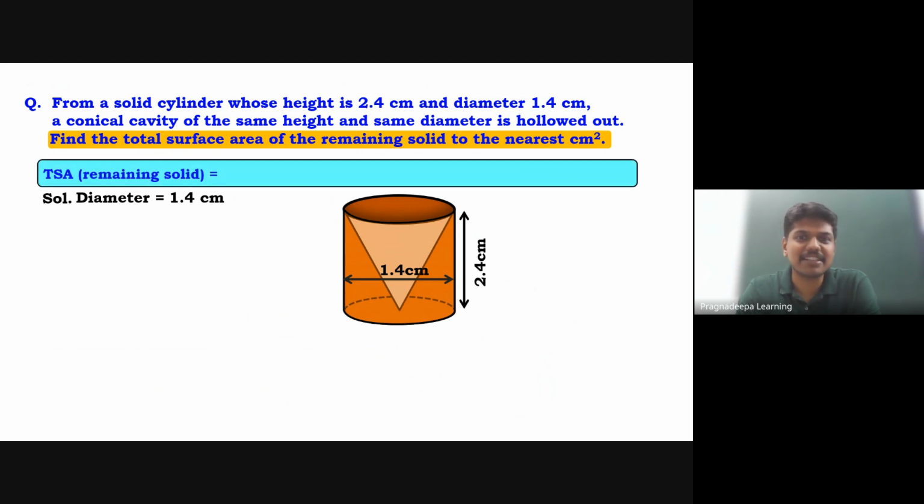So how will you find the TSA of this solid? It is the area of the base plus the curved surface area of the cylinder, correct? Plus the CSA of a cone. Will you agree? This is another way of attacking.